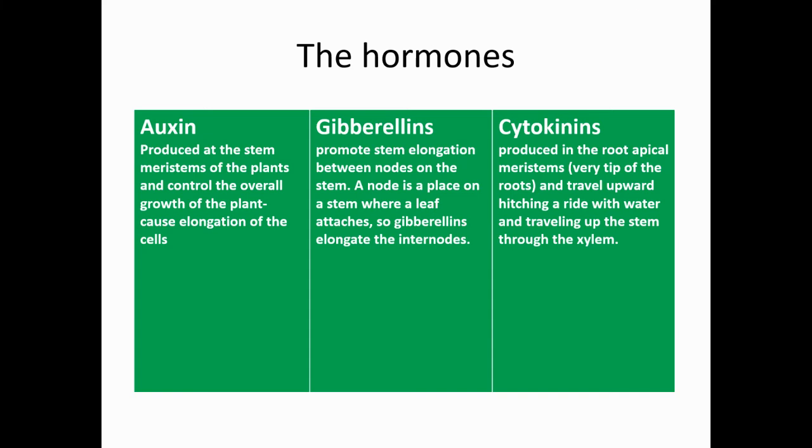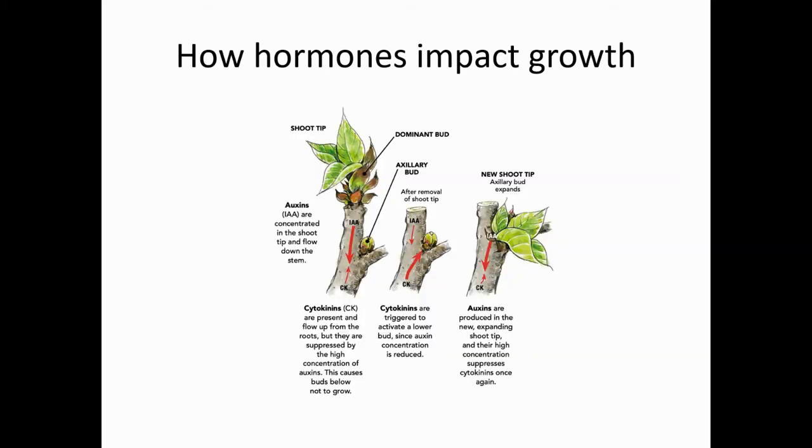So let's see what that looks like when you manipulate a plant. Here's the top of the plant. Auxins are up at the top and they move down, and cytokinins are flowing up. As long as you have this topmost growing point of the plant, that's the dominant bud, and it's producing auxin, it prevents the buds from the side from growing faster and getting bigger.